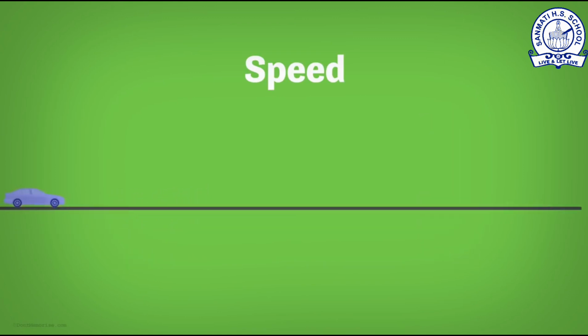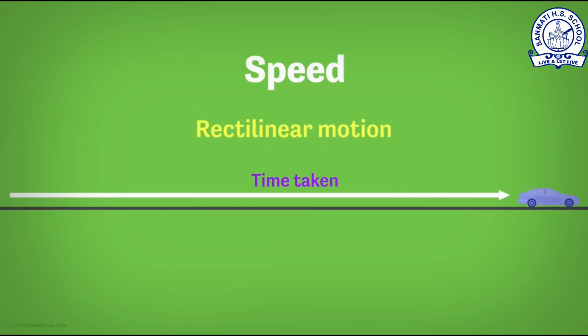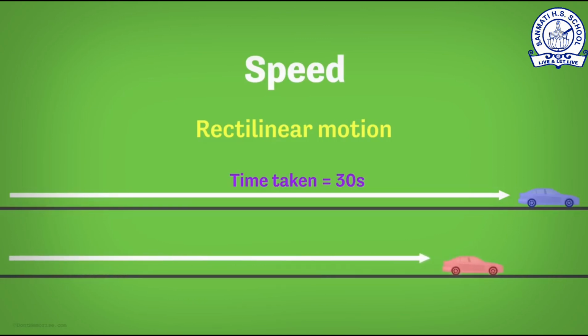Consider a car moving on a straight road. First of all, can you tell the type of motion it's undergoing? Since it's moving in a straight line, it's in a rectilinear motion. Suppose the time it takes to reach the other side is 30 seconds. Now consider another car which is similar to the first one. It's also moving in a straight line path adjacent to the first one. The time taken by this red car to cover the same length of the road is 40 seconds.